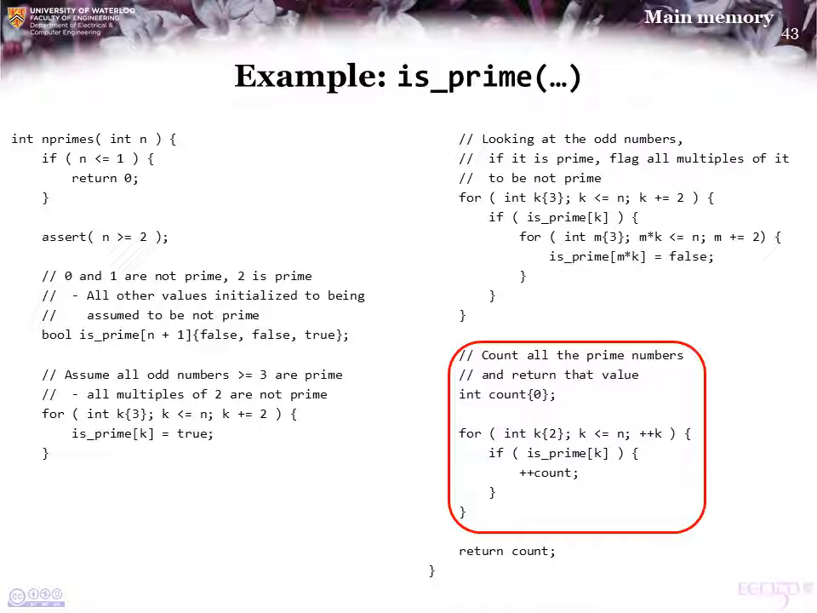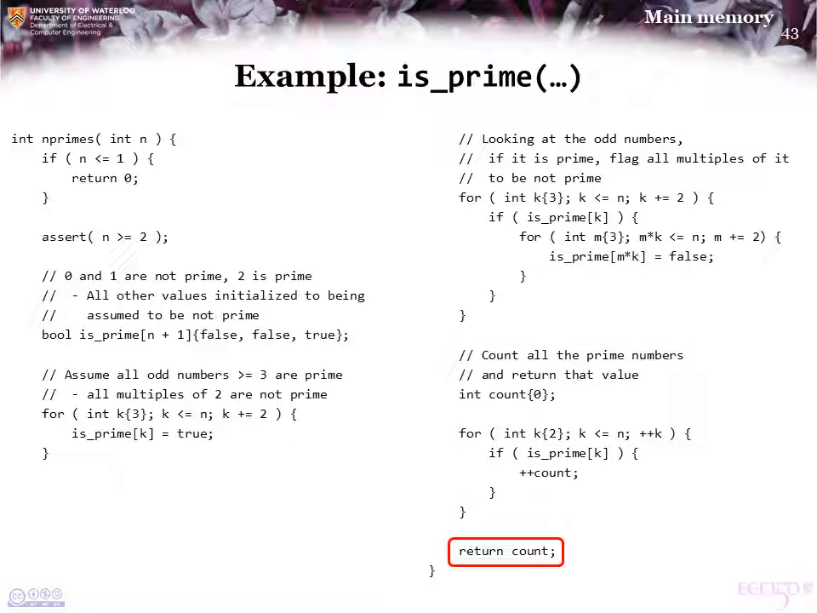At this point, I just have a local variable count, which is initialized to 0, and then I go through the array, and if any entry is true, that means that that value k is prime, and I will increment the count. Having counted all the prime numbers, I will return that value. This routine can be optimized, but this is a good start.